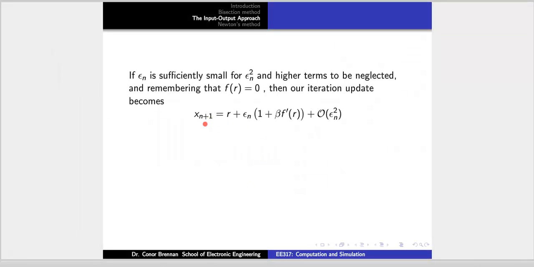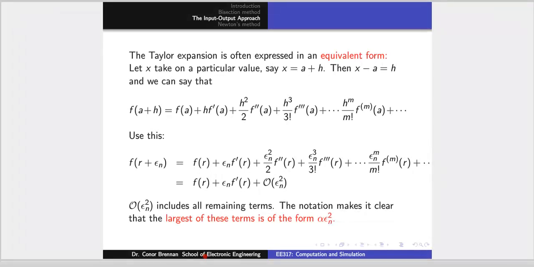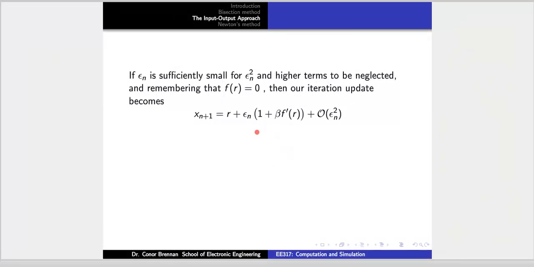Now what can we do? Our update was the following. This is our input-output algorithm. We're trying to find a good value of beta. Remember, this is what we're trying to achieve. And we had x n plus 1 equal to r plus epsilon n plus beta times f of r plus epsilon n. Well, f of r plus epsilon n, we have just written, can be written as this thing here. If we take this and put it in, this is what we get.